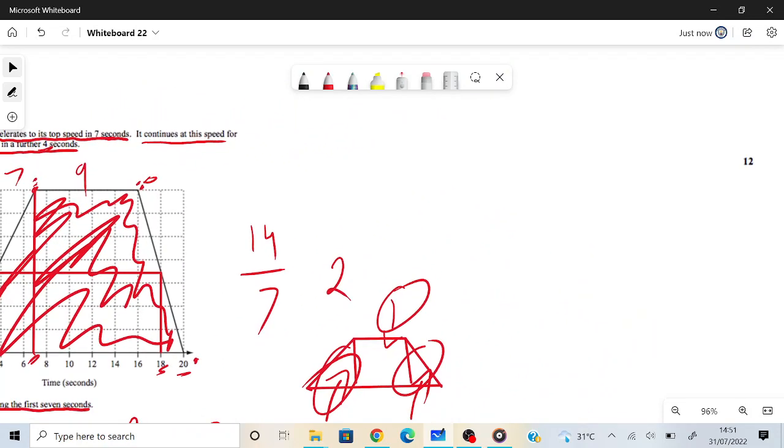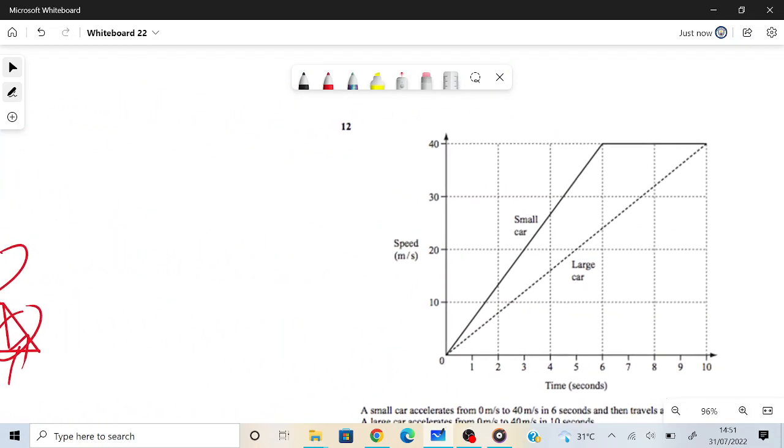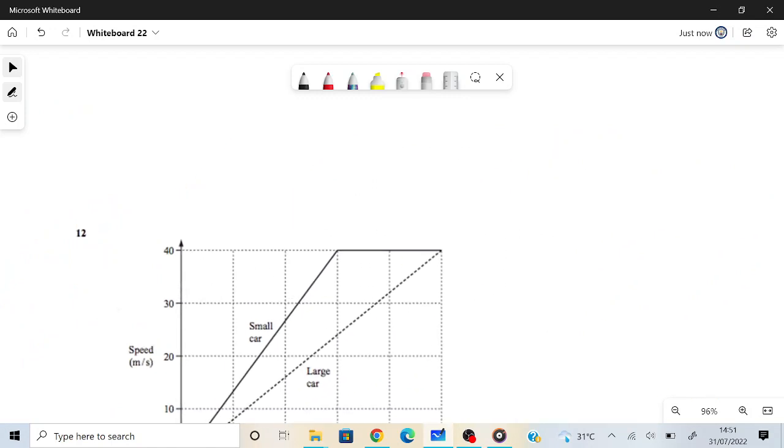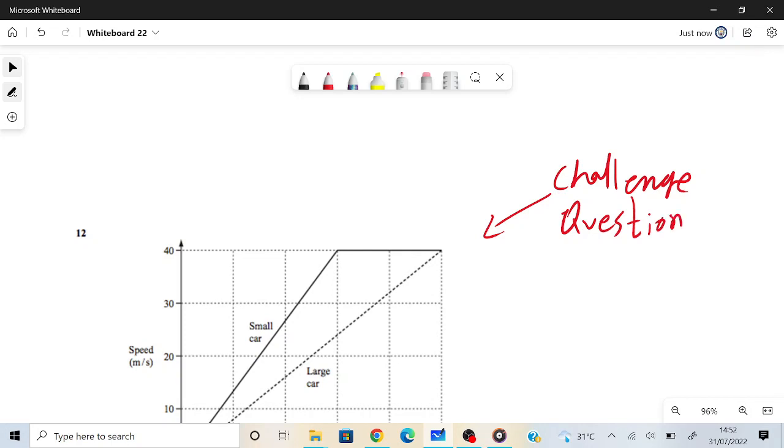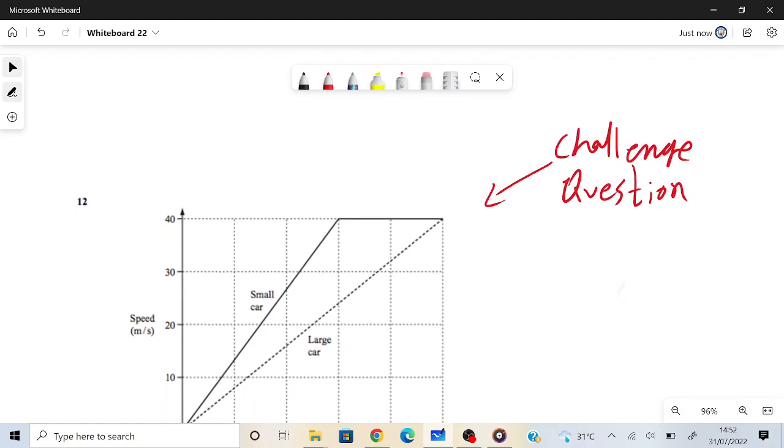And onto the final example for this video, and this is a challenge question. So please do pause the video and have a go at this by yourself, and then resume the video to see if you are correct or incorrect. If you are incorrect, please take note of your mistake.